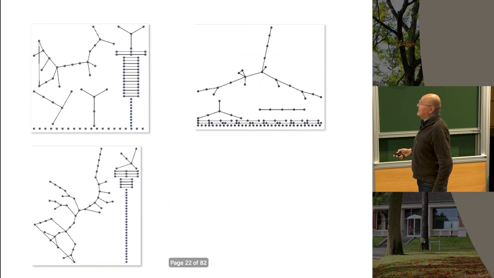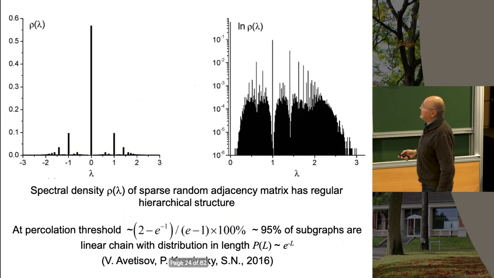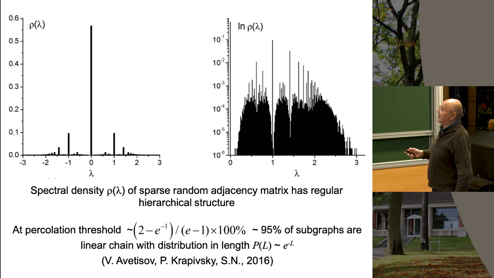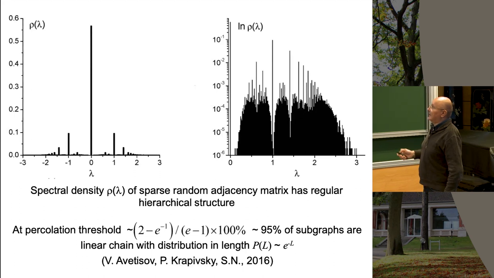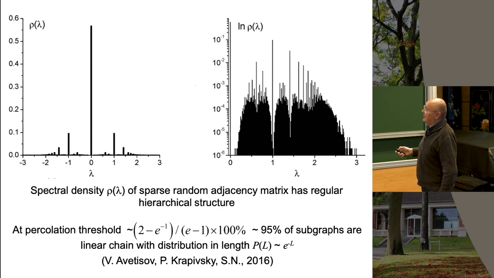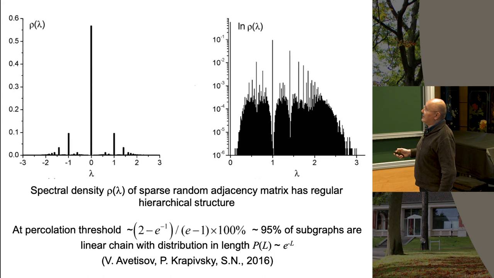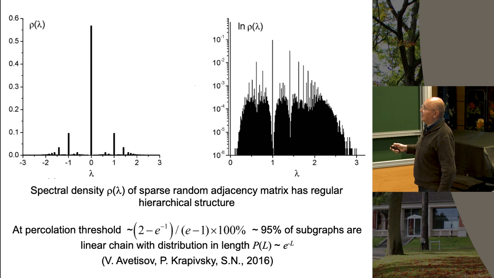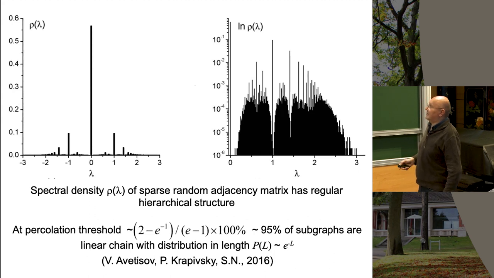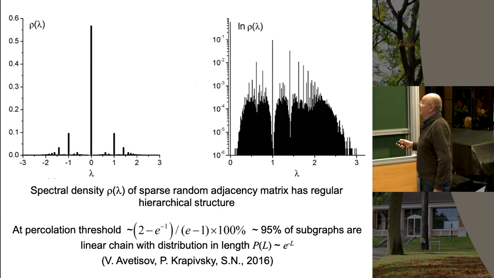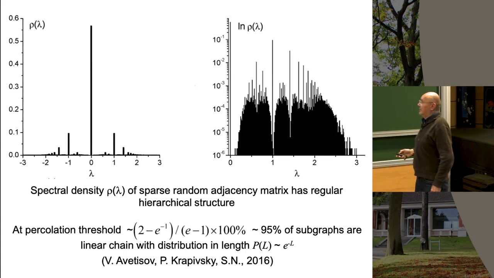Let us look at the spectral density of this ensemble of sparse graphs. So that's what we get. And you see that it has some sort of so-called ultrametric behavior. It means that there are some peaks. One can imagine that these are some barriers, and these peaks are separated by smaller peaks, and these smaller peaks are separated by smaller ones again, and so on and so forth. So it has some hierarchy. And here is the same but as a logarithmic plot.